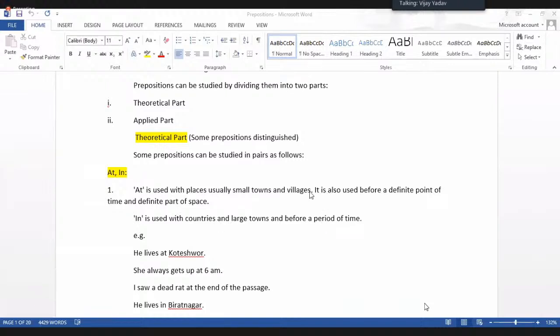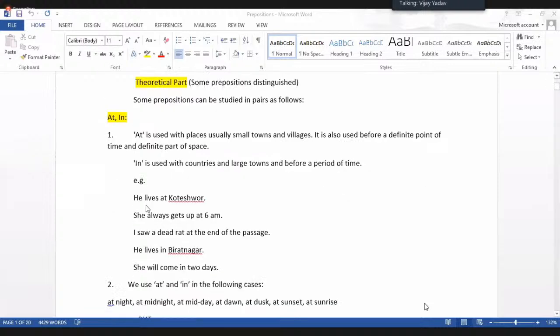So here, first at. At is used with places, usually small towns and villages. It is also used before a definite point of time. Point of time is 6 a.m., 5 o'clock. So this is a point of time, and a definite part of space. Isn't it? And then another is, in is used with countries, large towns, and before a period of time.